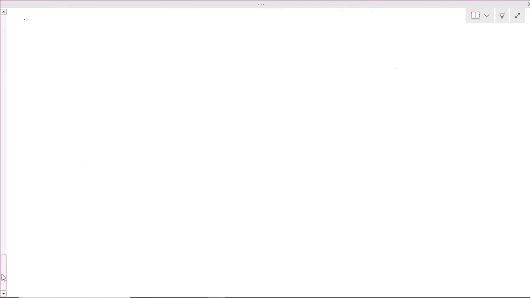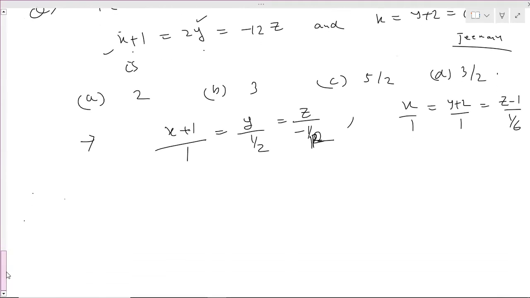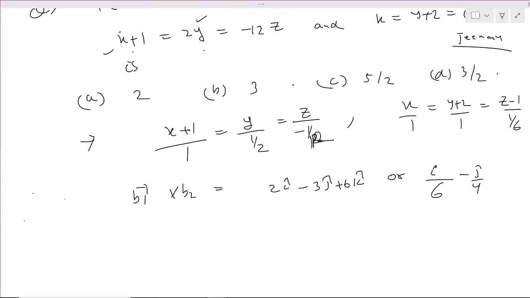Sir, could you please write the values of B1 cross B2? B1 cross B2, we have 2i minus 3j plus 6k, or you could write i by 6 minus j by 4 plus k by 2. Alright, yes, sir. And the final answer is 2. A equals 2. Option A, 2.